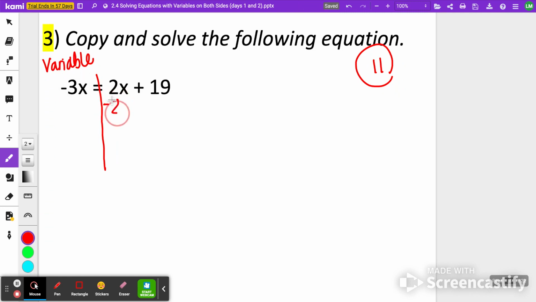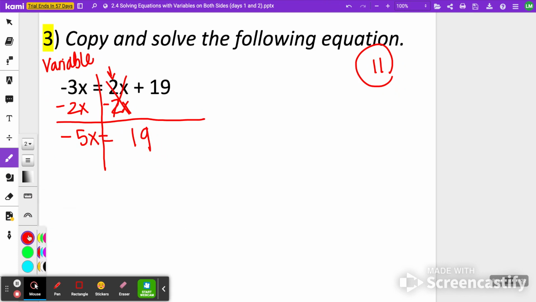So I'm going to do that by subtracting 2x from both sides because right now this 2x is a positive 2x. So I'm going to do the opposite. Being very careful here, negative 3x minus 2x is a negative 5x. The 2x and the negative 2x cancel out, and all that's left is 19. Now I'm ready to divide. I don't have anything else to add or subtract, so I'm dividing by negative 5 on both sides.